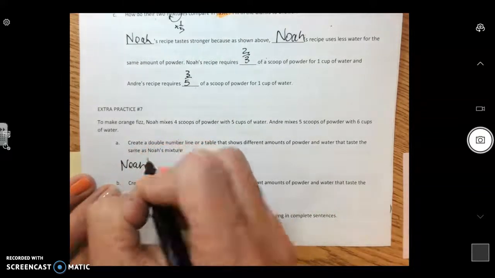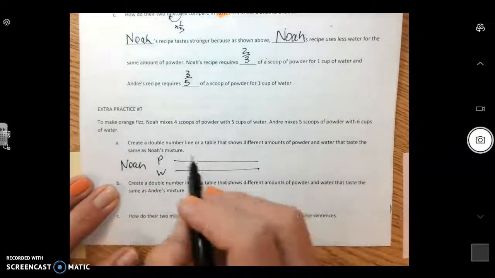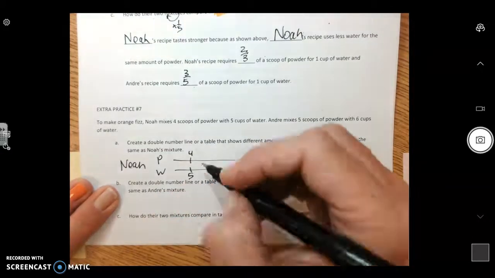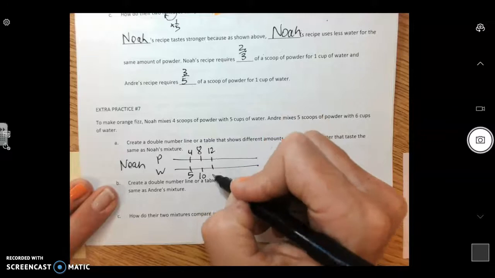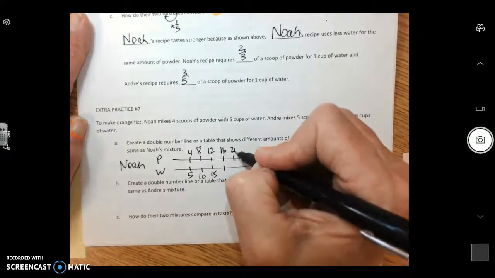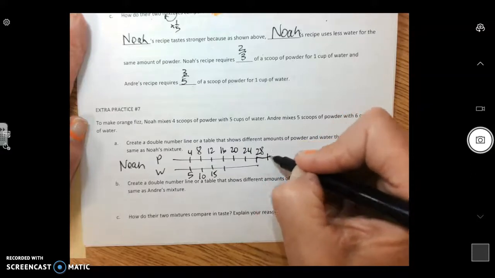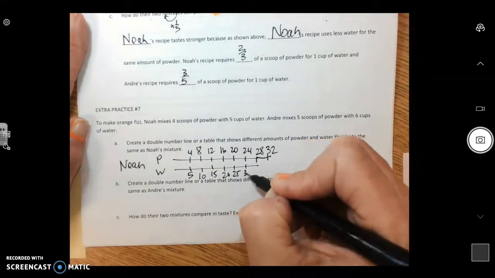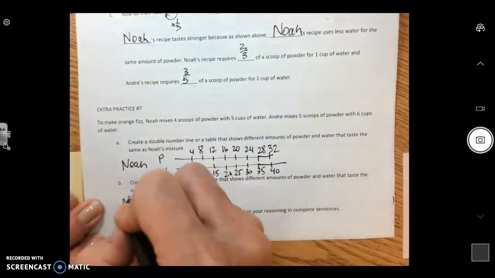So here's Noah. And Noah again uses powder and water. He uses 4 scoops of powder and 5 cups of water. And we'll just keep on. We'll make a double batch, 8 and 10, a triple batch, 12 and 15. And we can keep doing that. 4, 8, 12, 16, 20, 24, 28, 32, 36, 40. And 5, 10, 15, 20, 25, 30, 35, 40.